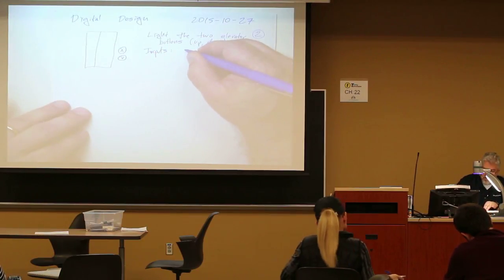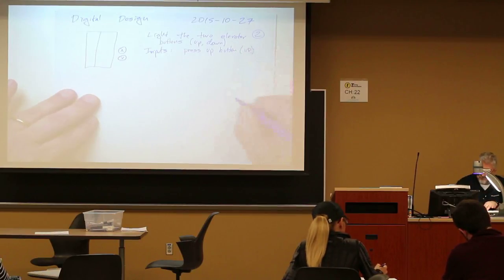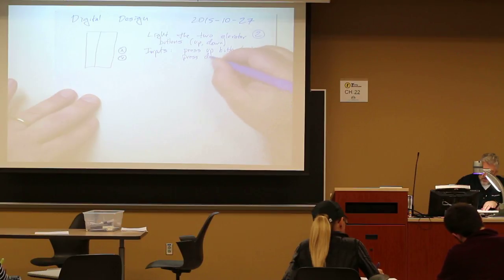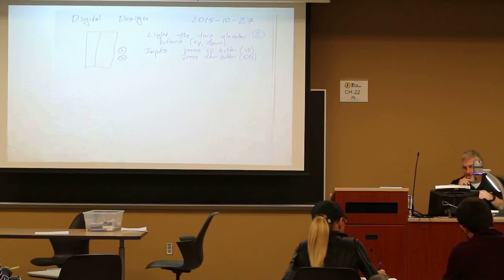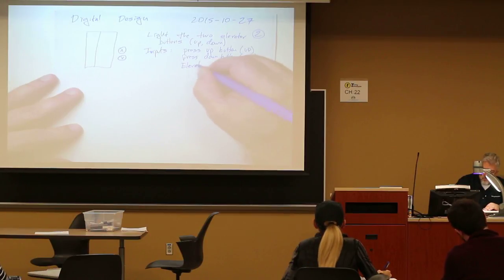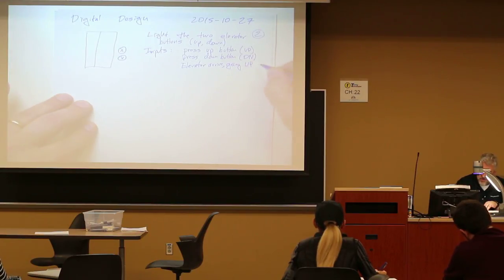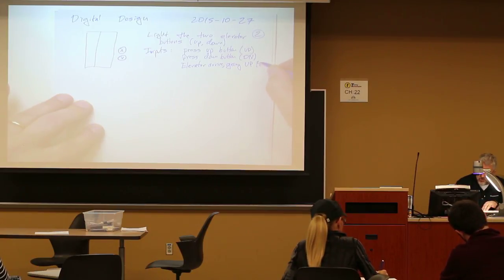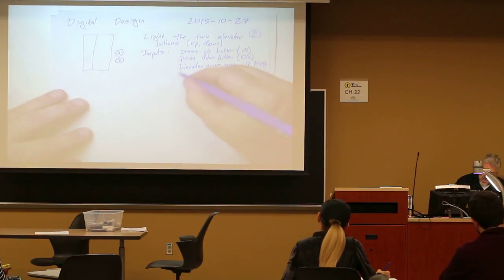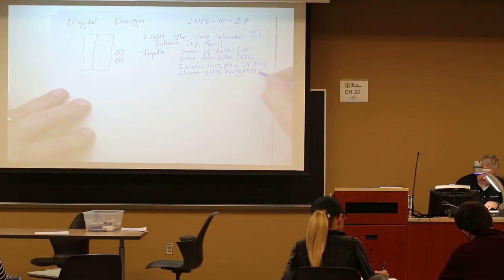You're going to press the up button, which I will just call up. You will press the down button, which I will call down. We're going to have the elevator arrive going up, and we'll call this travel up, top. We'll have elevator arrive going down. We'll call this travel down.